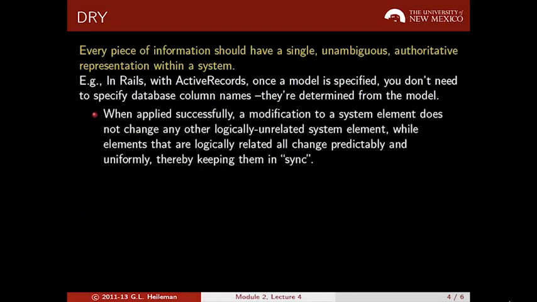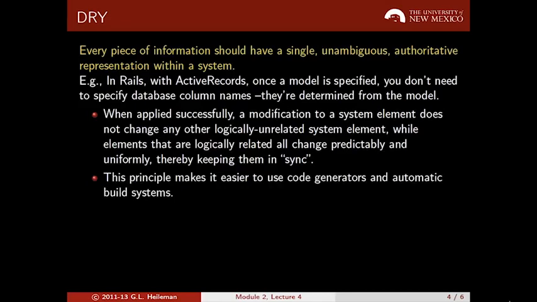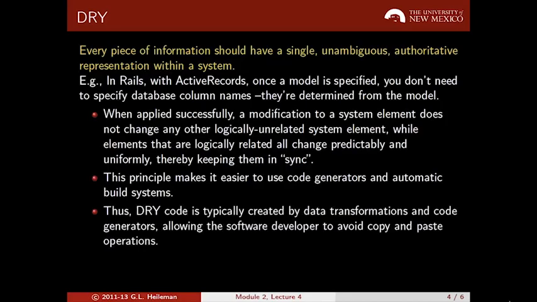When this is done the right way, then a modification of the system is just that. You don't have to go through and change all of the related pieces of the system. The application is keeping those things in sync for you. This makes it a lot easier to use code generators and things of that nature to help build your system, and that's why Rails relies heavily on code generators.